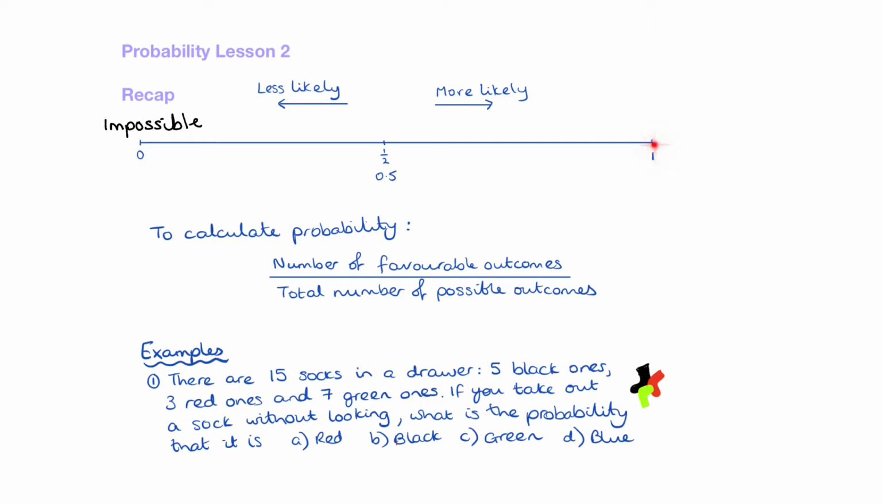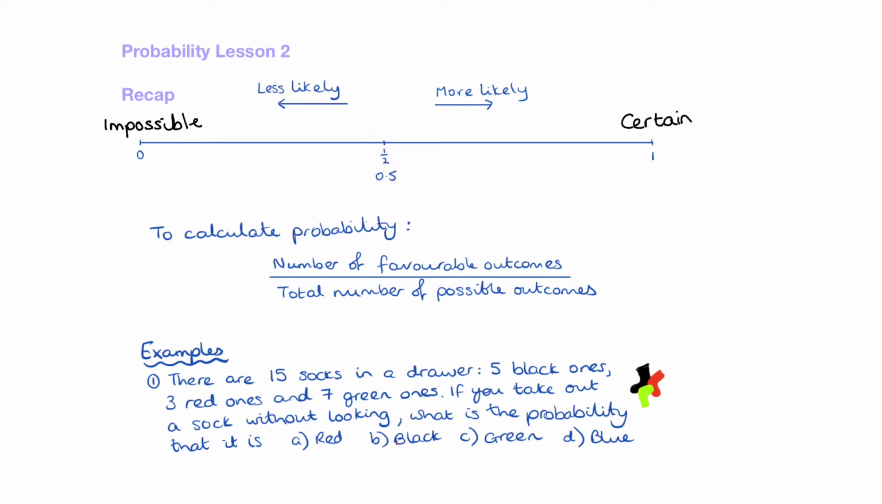Okay, right up at the other end of the scale, we've got a probability of 1. And if something has a probability of 1, then it is guaranteed to happen. We say that it is certain. Okay, there is no way at all that that cannot happen. It's absolutely guaranteed.